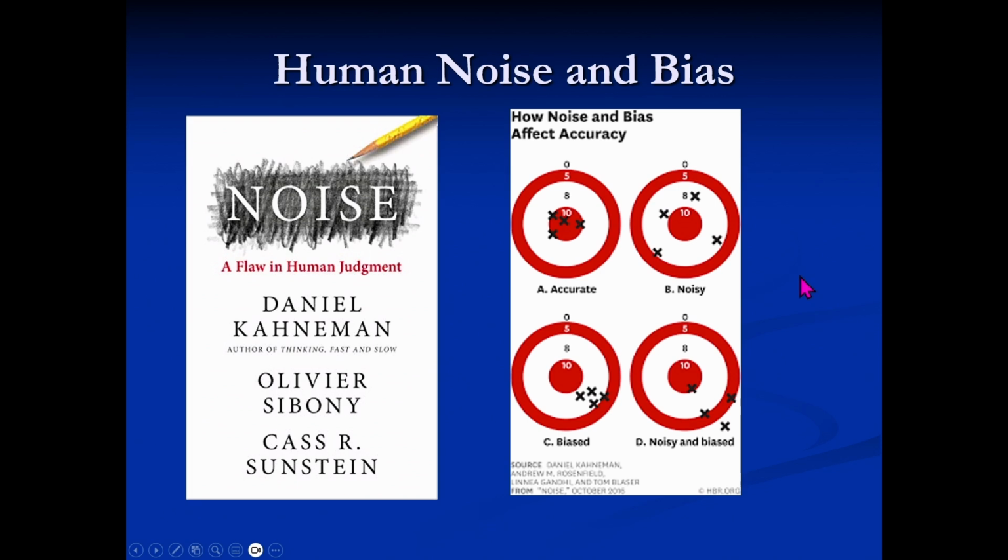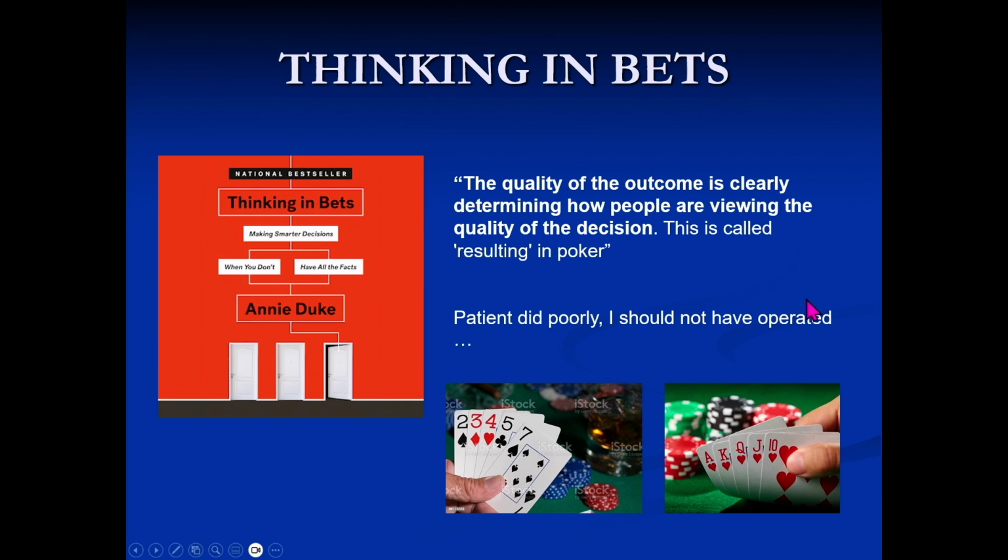You can't be trusted. Good books on human noise and bias is this one by Daniel Kahneman, who recently passed away. And then this is one of my favorite books, Thinking in Bets, written by a neuropsychologist who's also a poker shark. My favorite human bias that she describes in the book is something called resulting. Resulting in poker is where you make a bet and you lose, and you think, God, I shouldn't have made that bet because I lost.